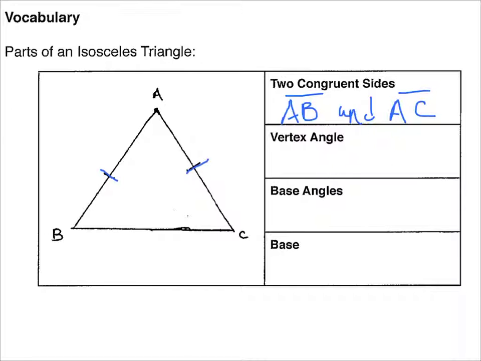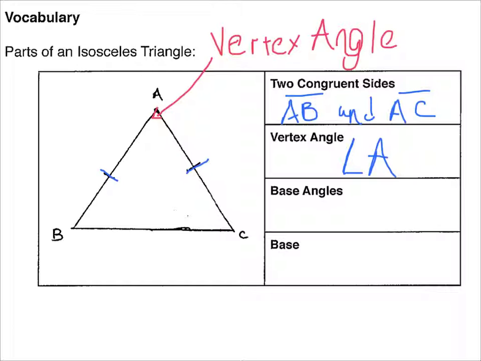Now, your vertex angle is where those sides meet. Where those equal sides meet, that's your vertex angle. The vertex angle in this triangle is angle A. That's not to say that it's always angle A, but remember, the vertex angle is where the equal sides meet. In this case, it's A. Notice how it's labeled now, angle A.